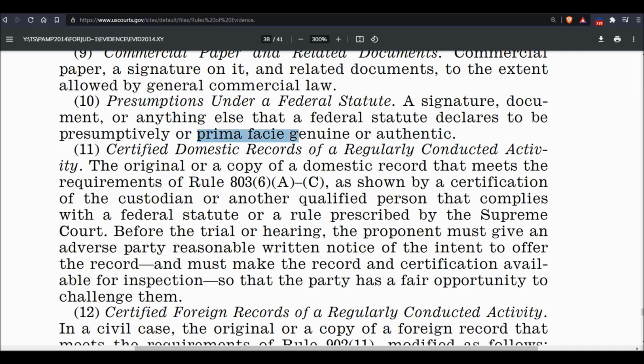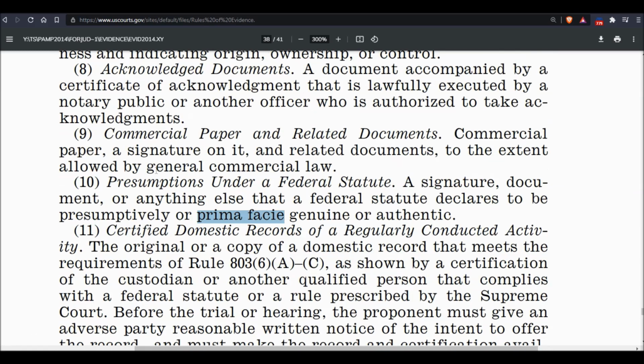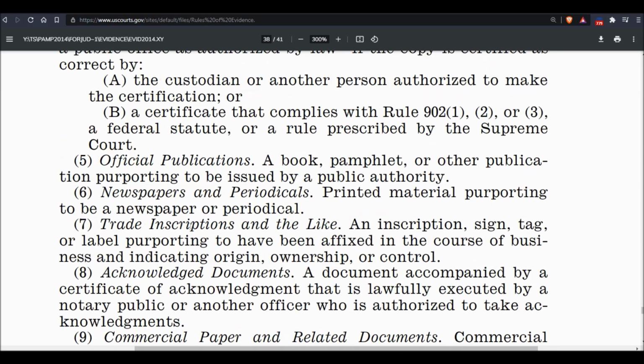And prima facie, we went over in the past the difference between substantial evidence and prima facie evidence. Prima facie is just what it is on its face. But what proof is there beyond what we're looking at, all these cute signatures and seals and all these colorful pages? 11, 10, 9, 8, 7.